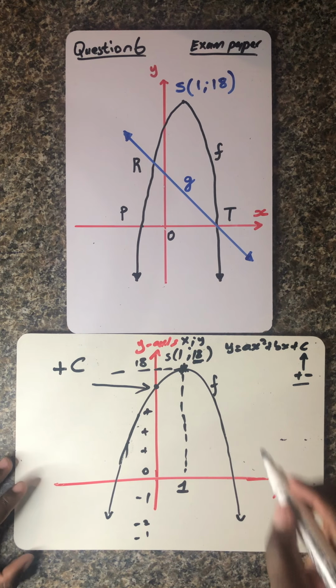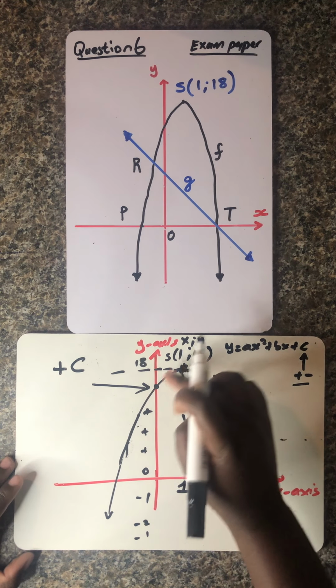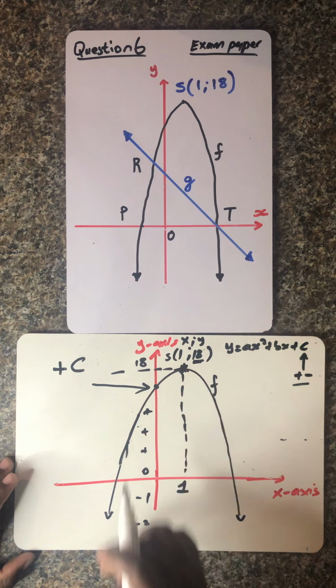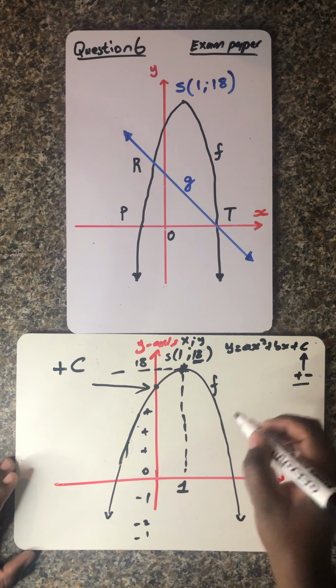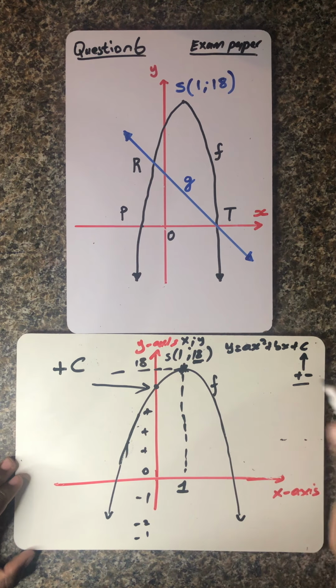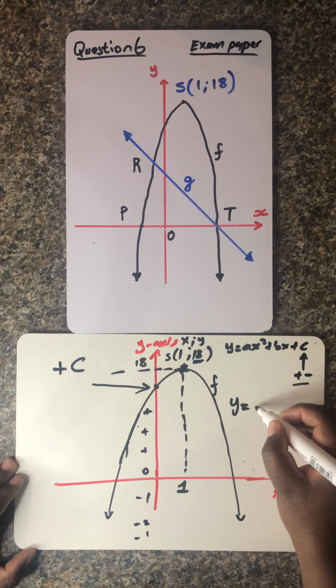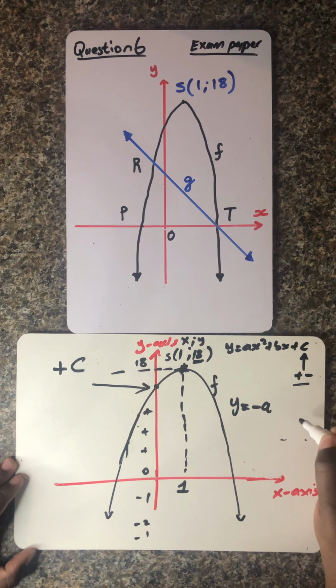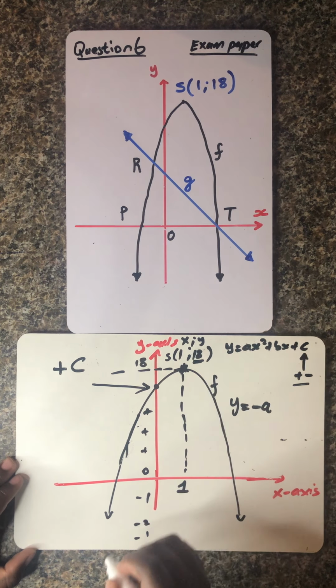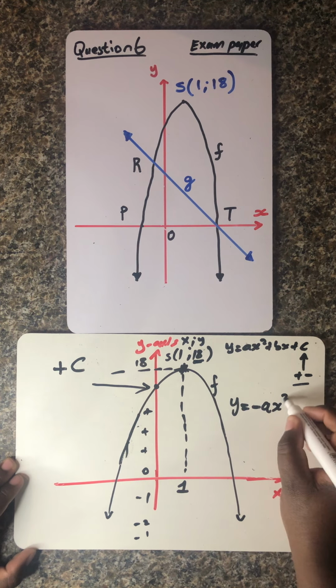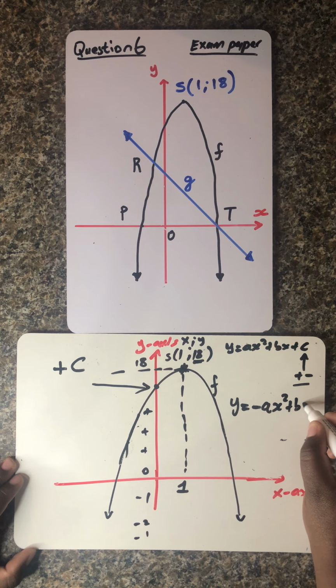So if we had to just guess how the equation of that graph should be, we know obviously it should be y equals, it must be a negative a because of a sad shape, x squared plus bx.